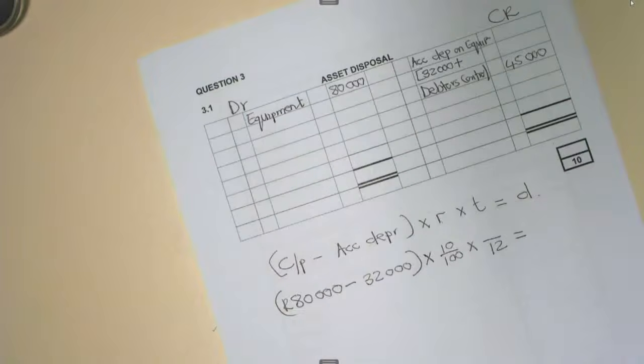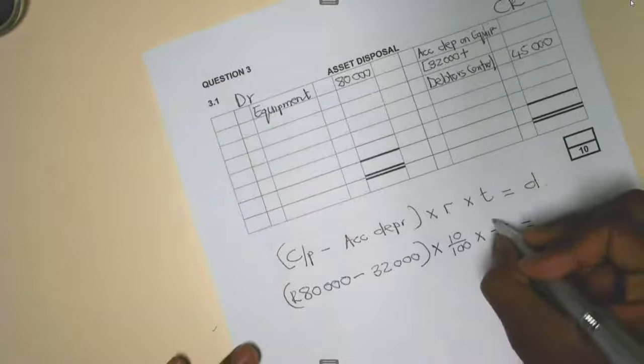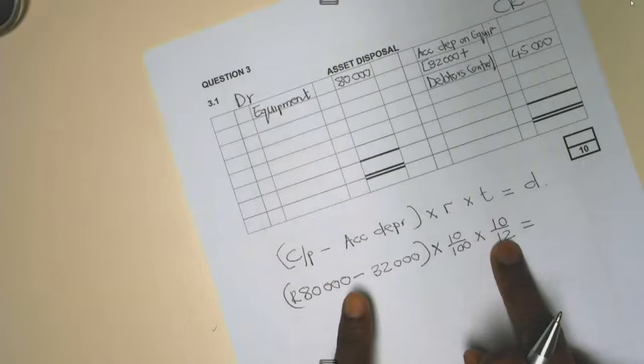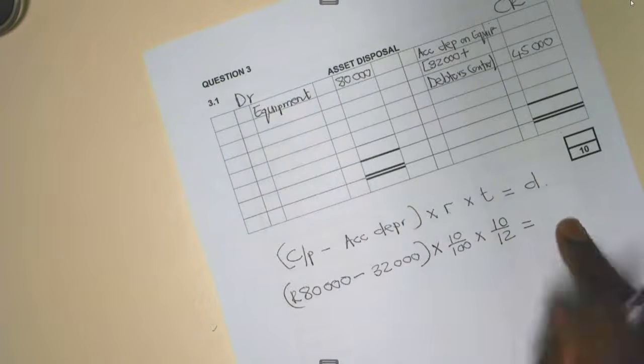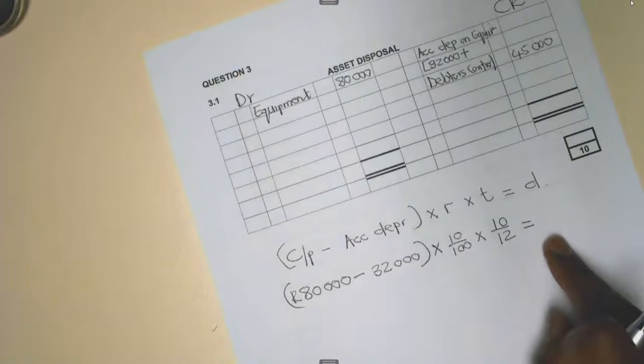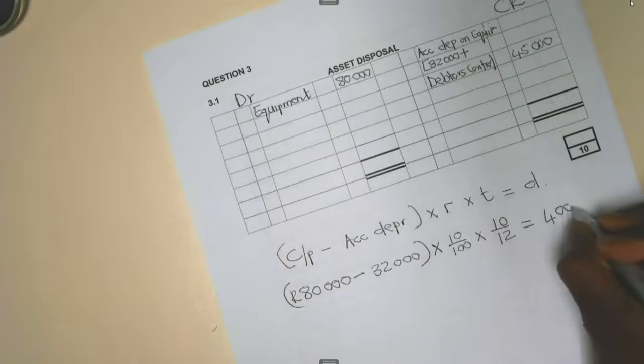Now, how many months is it when we count from 1st March until the 31st of December? So when we count, it should be about 10 months. So for 10 months, we used this equipment. Therefore, we need to account for its depreciation. So the depreciation, when you work it out, it should then give you 4,000 rand.